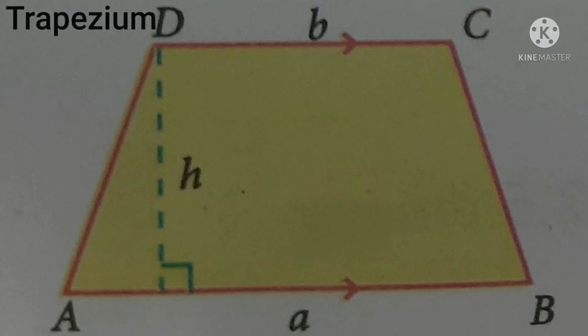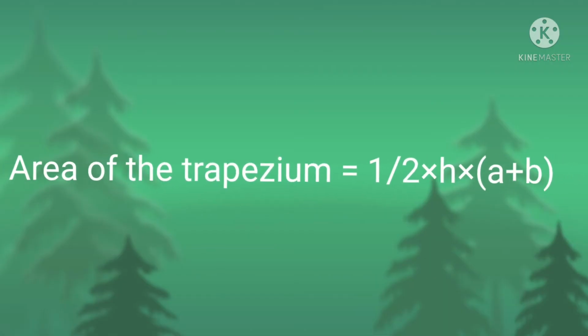Now come to the third diagram, trapezium. In a trapezium, one pair of opposite sides are parallel. Here just look at the diagram. AB and CD are the parallel sides, and H is the height of the trapezium. Now area of the trapezium is equal to half into H into (A plus B).